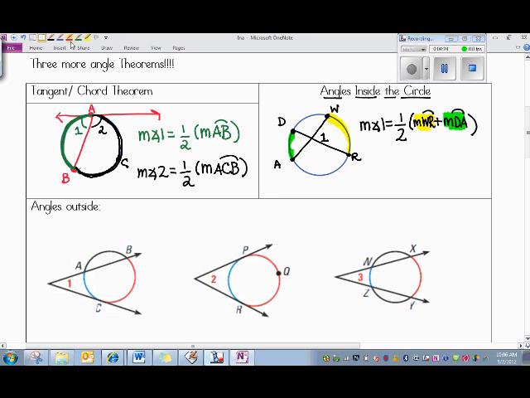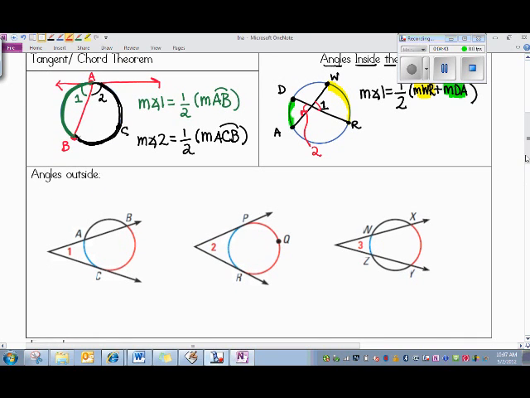If I have angle 1, this isn't part of the theorem, but just so that we can talk about it, I also know the measure of angle 2, right? These are vertical angles, therefore they're congruent. So that's that theorem. The last thing that happens, so inside the circle we're going to add when you have two chords.